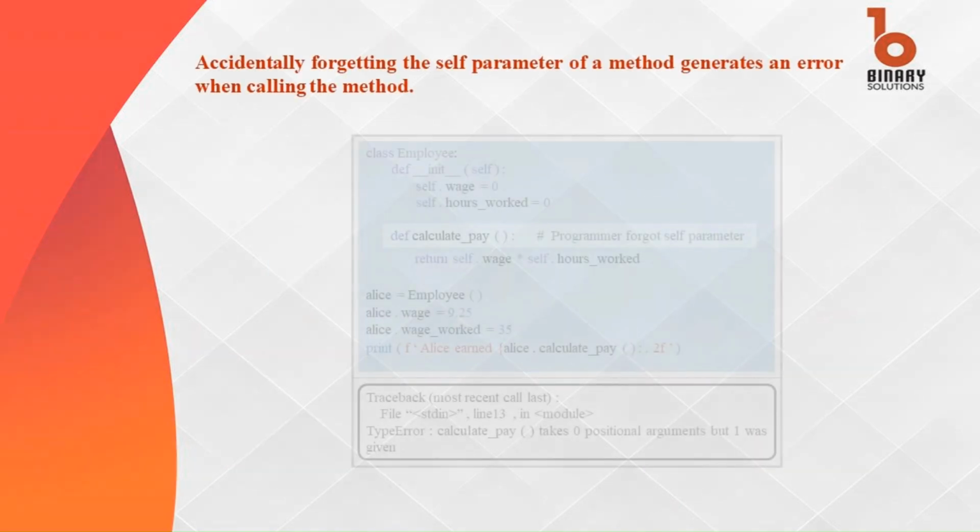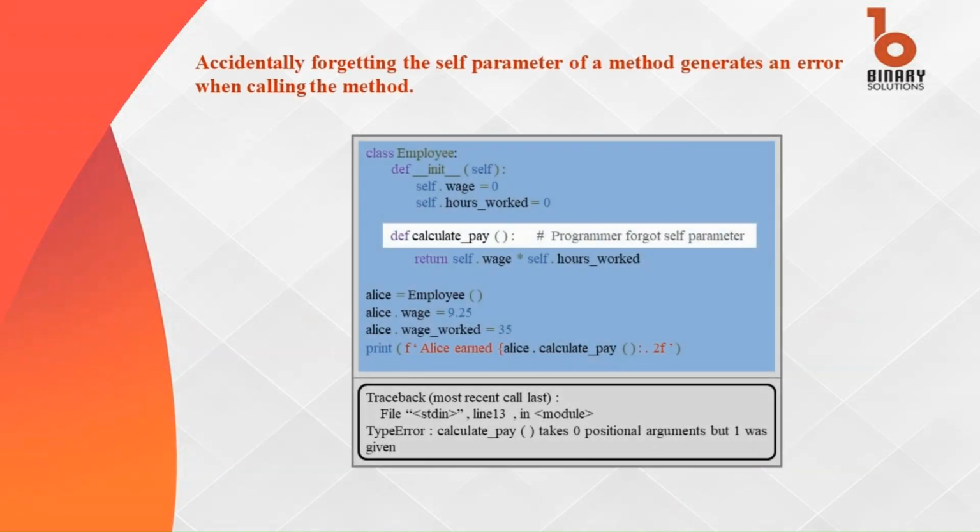In the given program, an employee class is defined with attributes, wage and hours worked, which are initialized to 0 in the constructor init method. However, the mistake occurs in the definition of the calculatePay method. The programmer forgets to include self as the first parameter of the method. When an instance is created and calculatePay is called using alice.calculatePay, Python internally passes the instance as an argument.